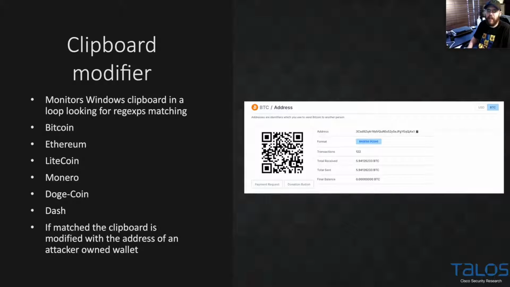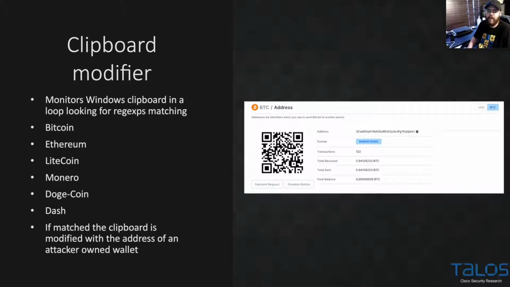There was also a clipboard modifier that was responsible for stealing cryptocurrency from victims. What the clipboard modifier would do is constantly monitor the clipboard for different string values that may have been copied to the clipboard, and it would check them against a list of regular expressions to try to determine if the string was associated with a cryptocurrency wallet.